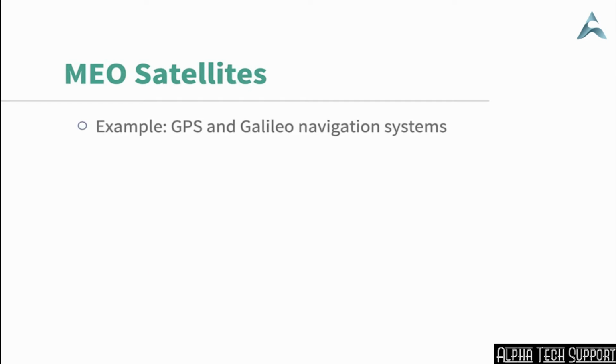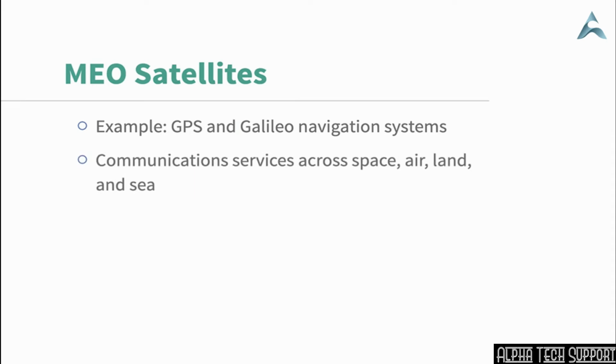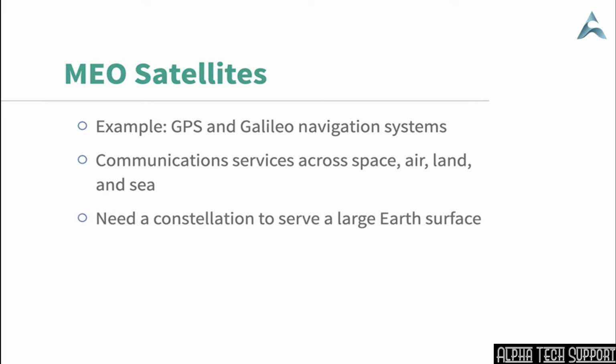A MEO satellite system has different orbits and system components than GEO satellites. The well-known GPS and Galileo navigation systems are examples of MEO satellite systems. MEO satellite systems have been used for communications across space, air, land, and sea. However, since a MEO satellite orbits at a lower altitude than that of a GEO satellite, it needs a constellation to cover a large Earth surface.